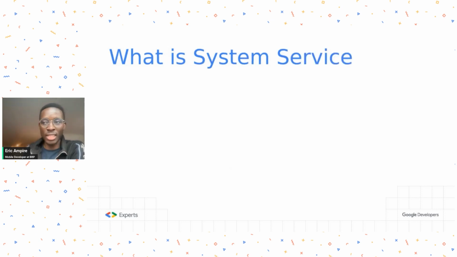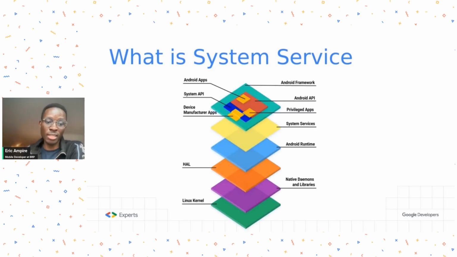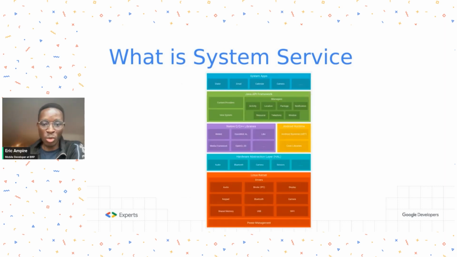So what is basically the system service? In order to understand what exactly the system services are, it's important to have a quick overview of the Android architecture. Most of the time when you visualize the Android official documentation, you can find this kind of diagram that explains the different layers of the Android operating system. And the most popular one is this one.